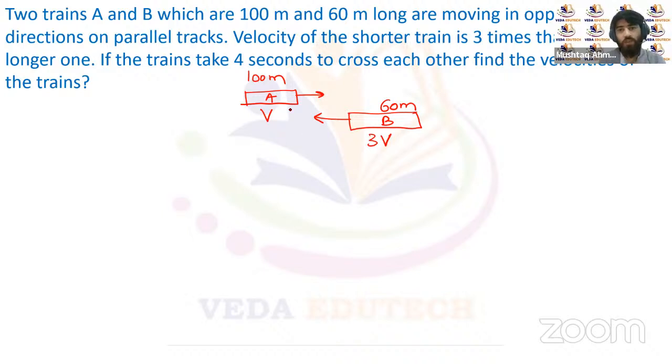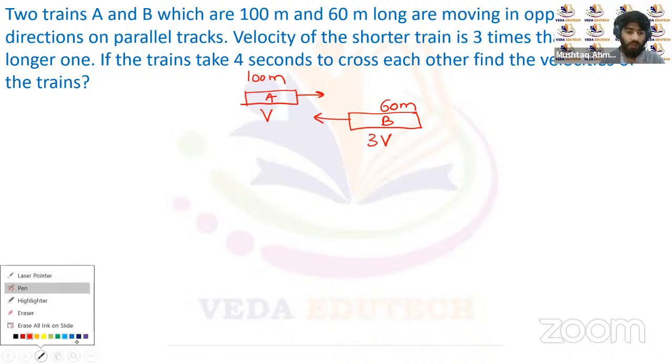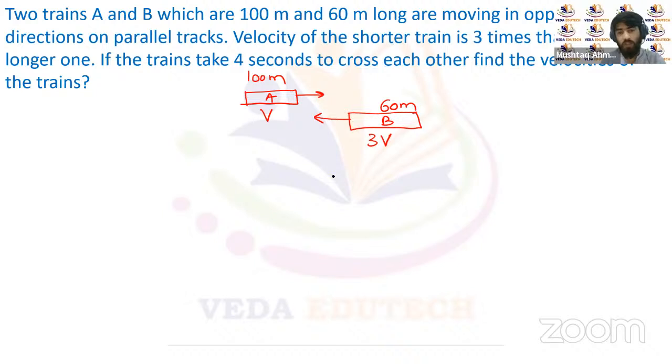These two trains are moving in the opposite direction. They are going to cross each other when the tail of train A will coincide with the tail of train B, like this. So train A will be here and train B will be here. Train A is moving with speed V and train B is moving with speed 3V. So that's when they will be crossing each other.